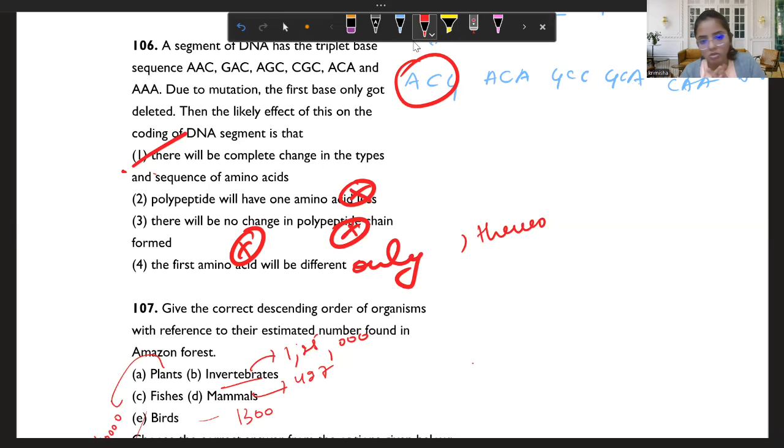I hope 106 is also clear to you. And this is what the FLT 1 botany paper is about. It is extremely easy. I cannot find any hard question in this question paper.